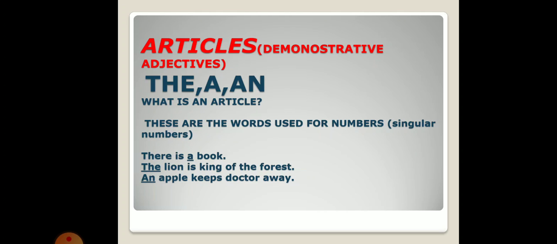Look at some sentences here. There is a book. There is an article. A is underlined there. There is a book means there is one book. A means one book there. The lion is king of the forest. Here you have a definite condition there. The is underlined. The means the particular number here.